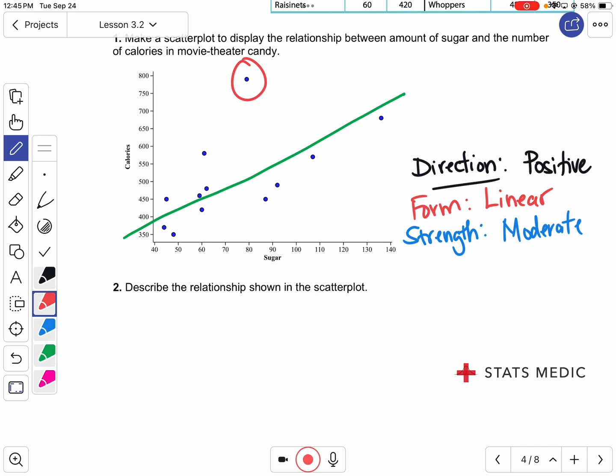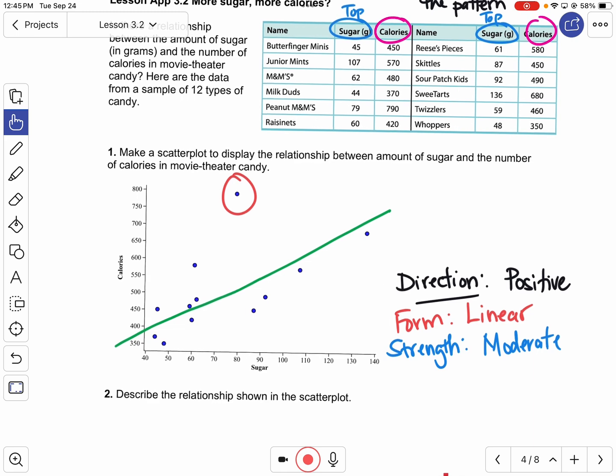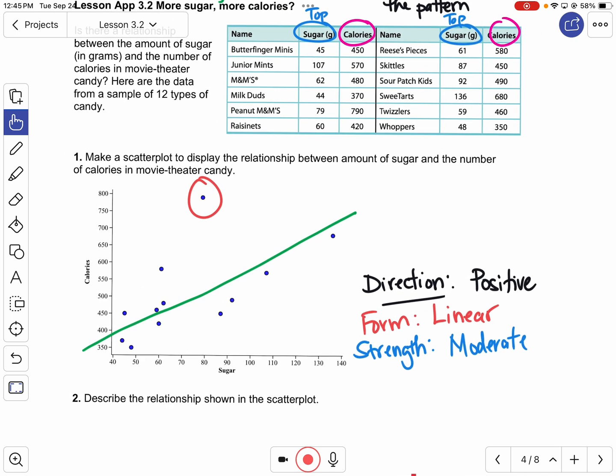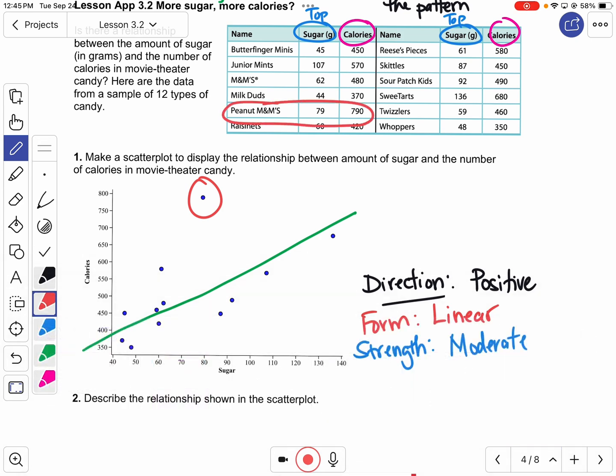Let's go back and let's look at our chart. And who would that be that's close to 80? Probably the peanut M&Ms. Yeah, it would be. Yeah, the peanut M&Ms would be my guess. Right there is a probable outlier. So we would say outlier, the peanut M&Ms. Okay, because that's a whole lot of calories for that amount of sugar. Okay, and that's what they're asking you to do when you describe.